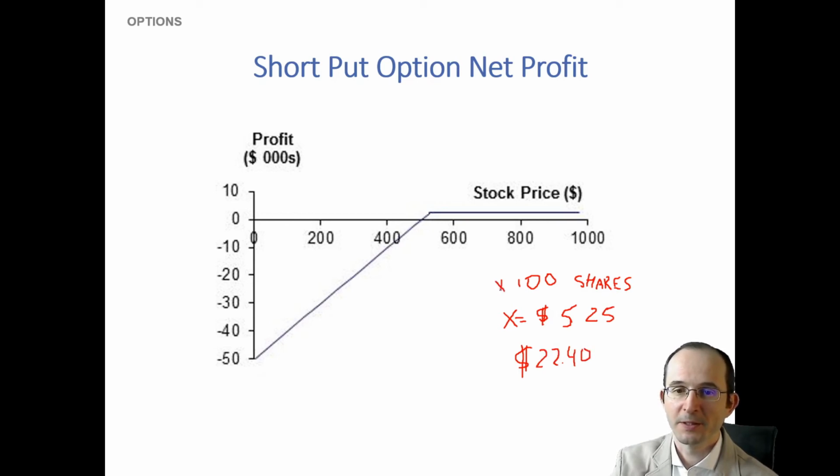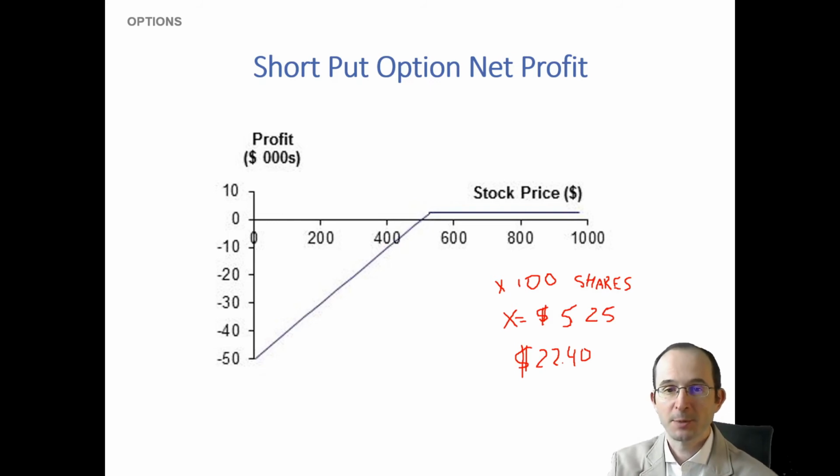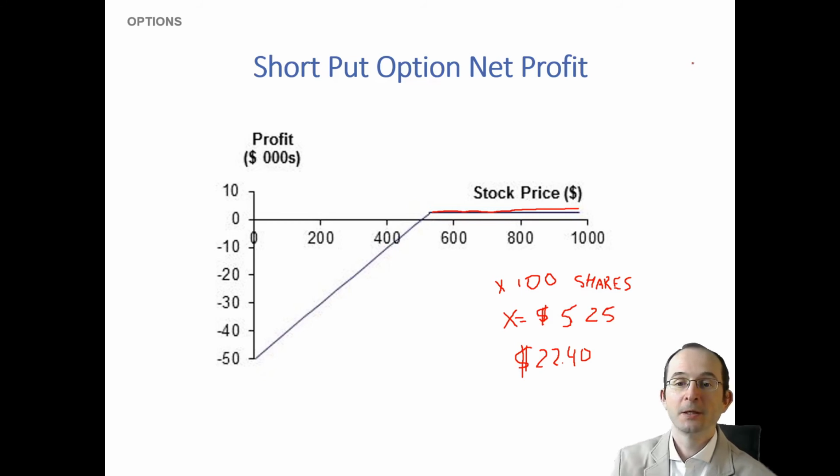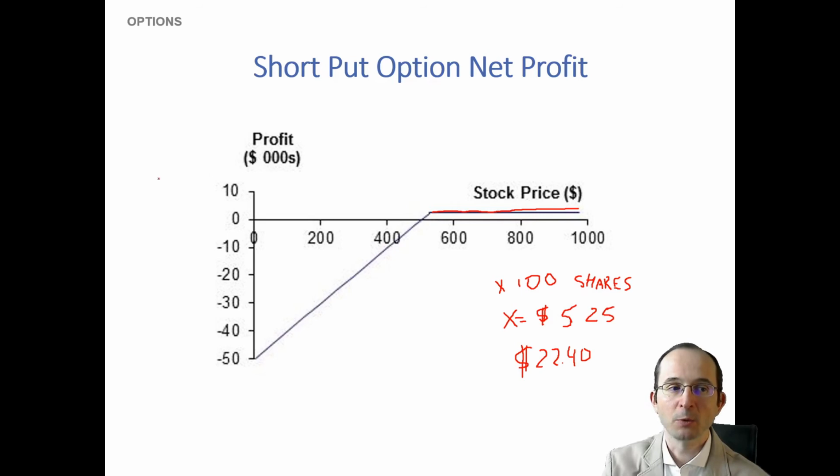Since each option specifies a contract size of 100 shares, we'd effectively have made $2,240 minus transaction costs in the selling of this option. And that is what is essentially captured by this net profit while Google stays above the strike. If the price of Google doesn't fall, then whoever we sold this right to won't exercise it. We just get to keep that $22.40 premium per share for 100 shares. That is the maximum gain we could make on this trade, $2,240.